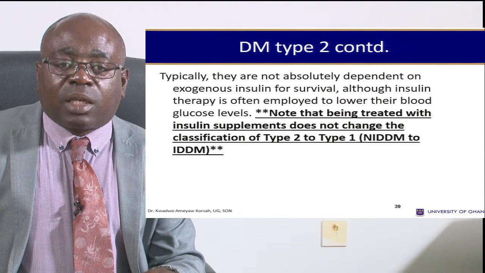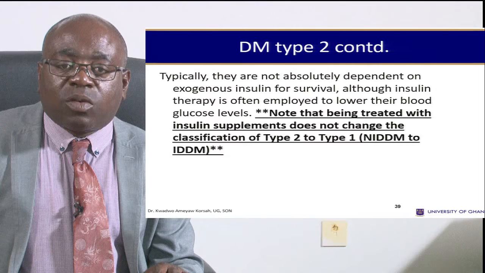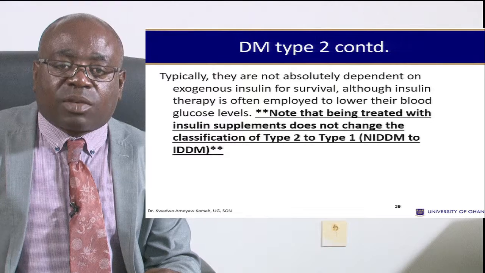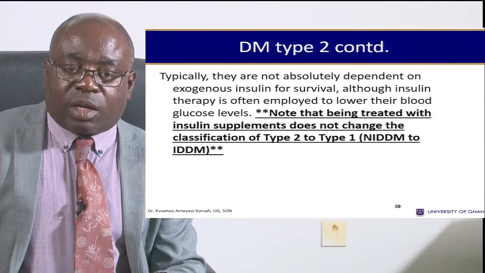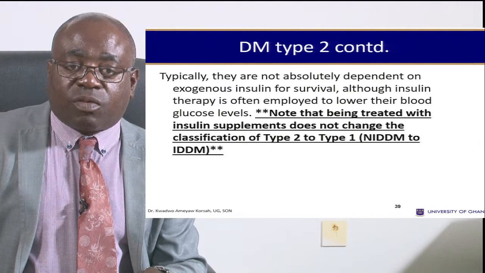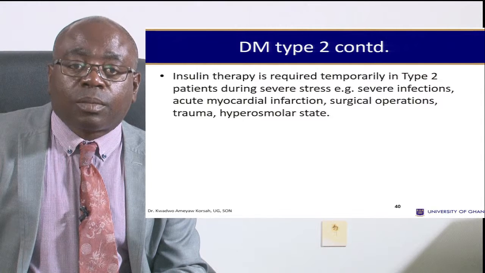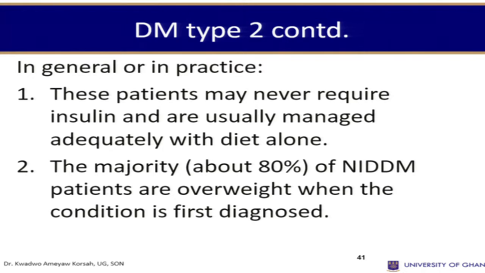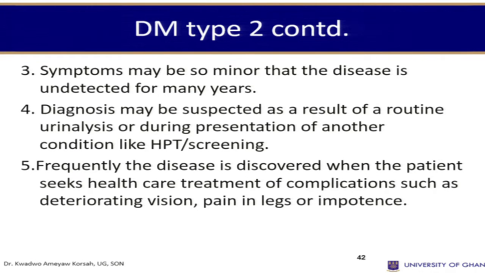Okay, let us note that being treated with insulin supplement does not change the classification of type 2 to type 1. So there are some people who may have type 2, and then we may treat them with insulin. In practice, the patients may never require insulin and are usually managed adequately with diet, and the majority, about 80% of the non-insulin dependent patients, are overweight when the condition is first diagnosed.